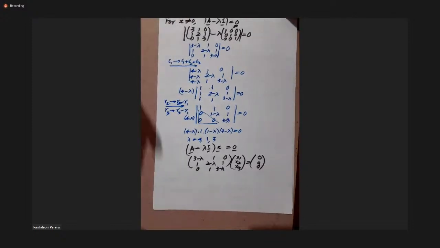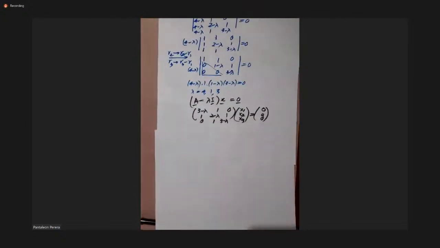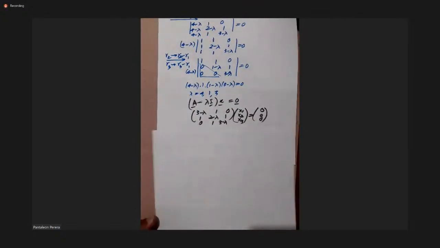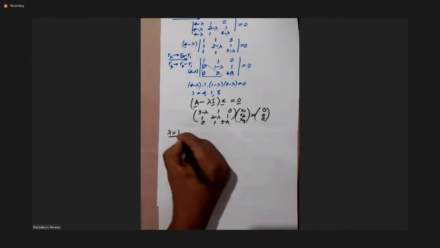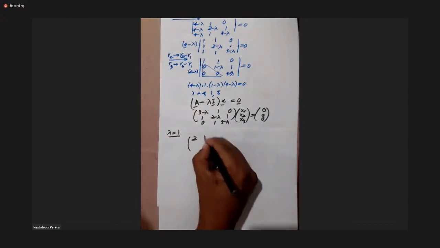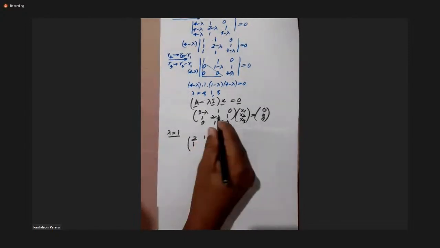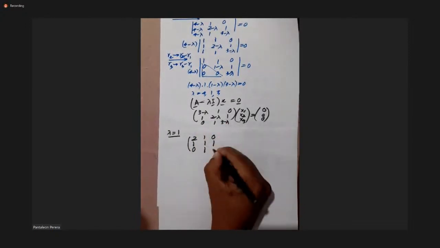Right. Now we are going to find the eigenvectors. There are three values, huh? 4, 1, 3. I'll go for 1 first. When lambda is 1, you know these: 2, 1, 0, 1, 1, 1, 0, 1, 2.